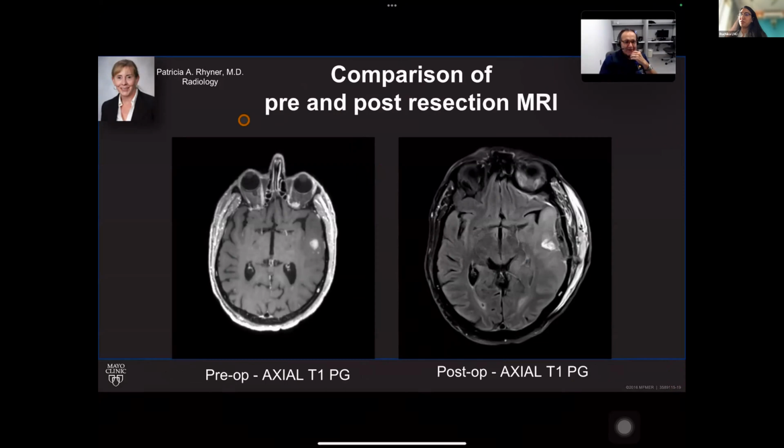So here we have a comparison of pre and post resection MRI. This is a pre-op axial cut T1 post-gadolinium and a post-op axial cut T1 post-gadolinium. And here we can see that this is the hyperintense focus. This was the lesion. And here we see that the lesion is not there anymore.